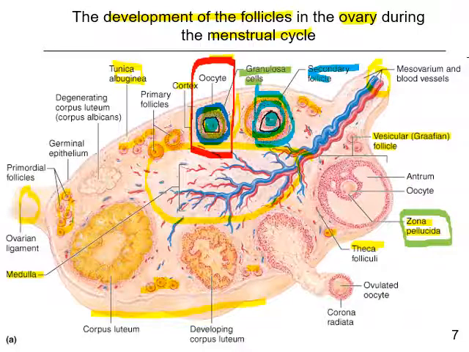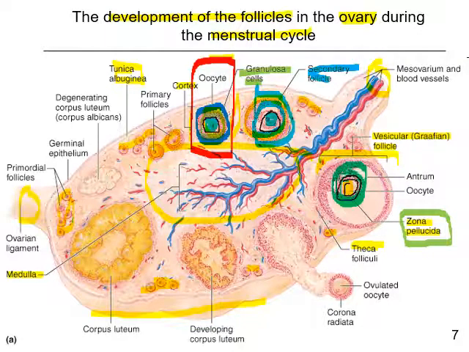This image uses the words vesicular or graafian. You can use any of those terms. This is a mature follicle. So we have a mature oocyte surrounded by a mature zona pellucida. Surrounding that are granulosa cells.